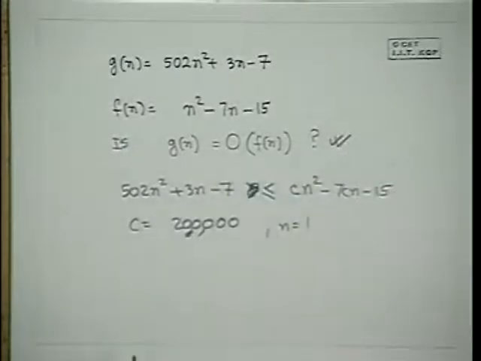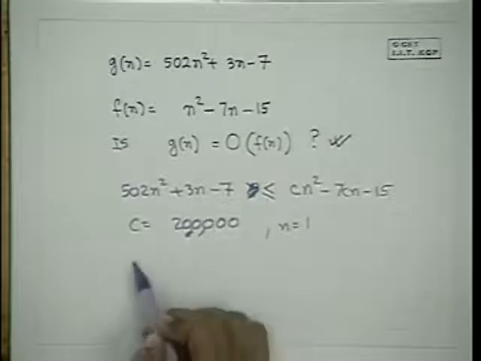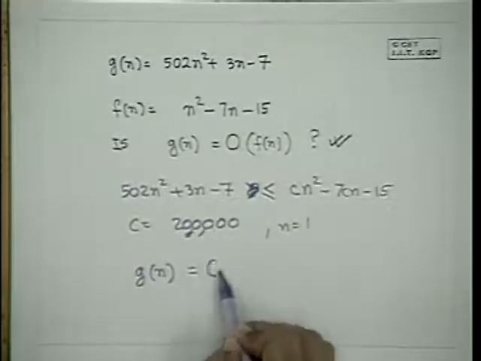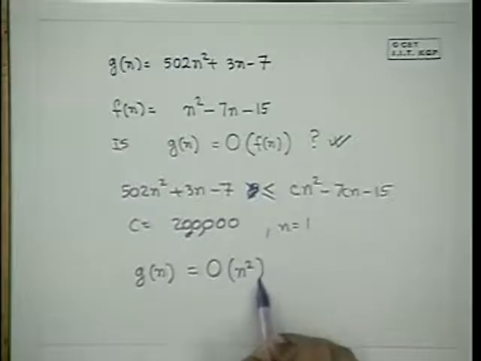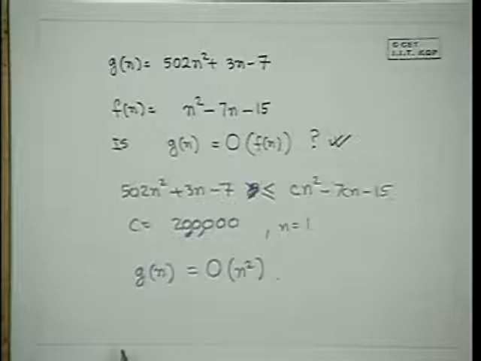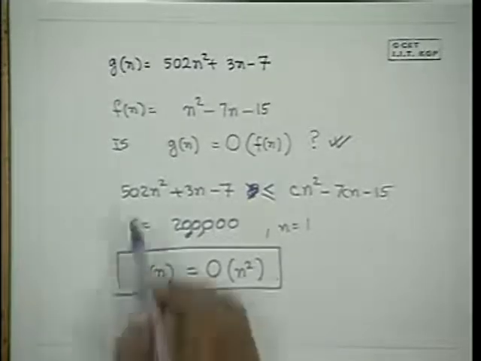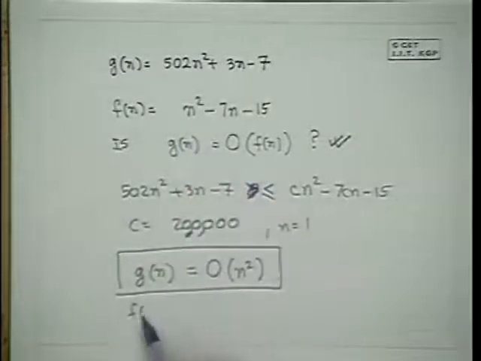You will be able to find two constants. And therefore, you can say Gn is upper bounded by Fn, and if Fn was equal to n square also, it would have still been upper bounded by Fn.